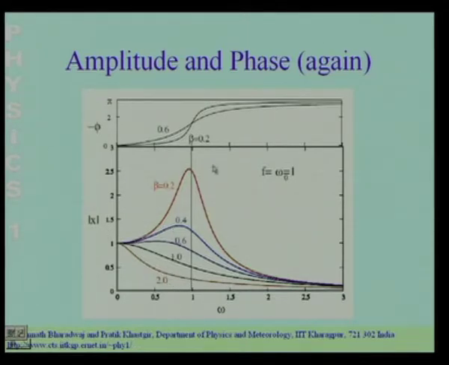In the underdamped situation, you have a resonance, but the amplitude of the resonance is now finite, and the amplitude falls if you increase the damping. Not only does the amplitude fall, but the width of the resonance, the width of the response curve as a function of frequency, gets broader and broader as you increase the damping.